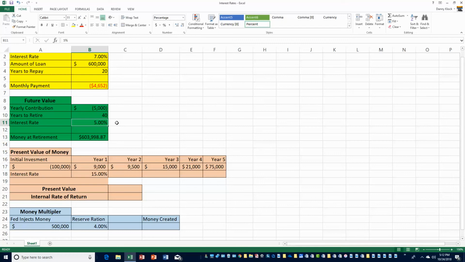Again, there's all kinds of investment ideas in the world nowadays, and some real estate investments would pan out, like say at 9%. So if I do 9% here, boom, 1.6 million, almost $1.7 million. You can just click on it. 5%, $603,000. 9%, $1.689 million. So it's a big difference with interest rates.